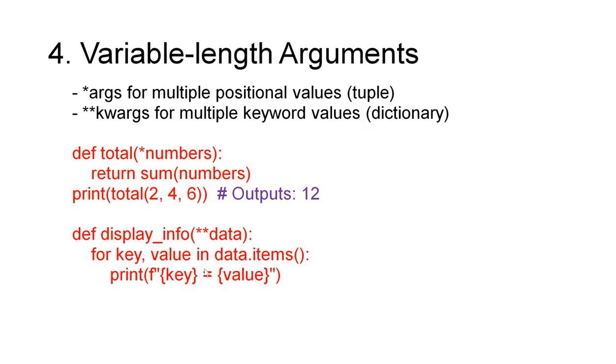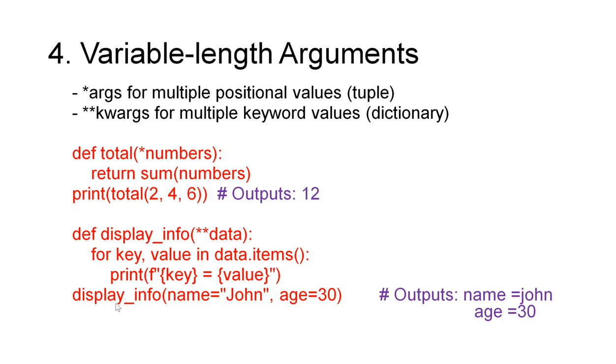And for key value pairs, I'm defining another function display info with double star, which denotes multiple keyword values, and I'm defining data as for key, value in data items. I'm going to print key equal to value. So if I'm calling the function display info with the parameters, it will give you the output like this.